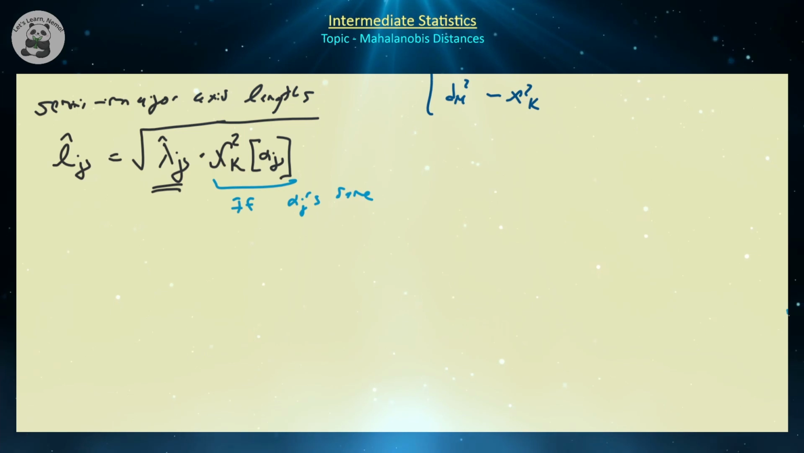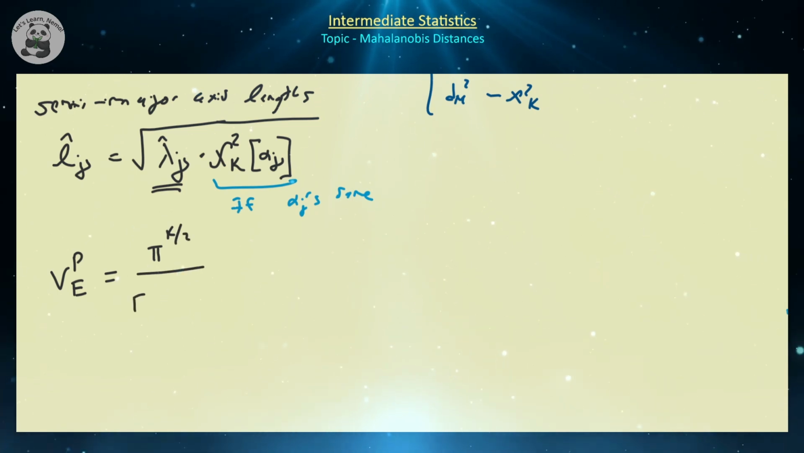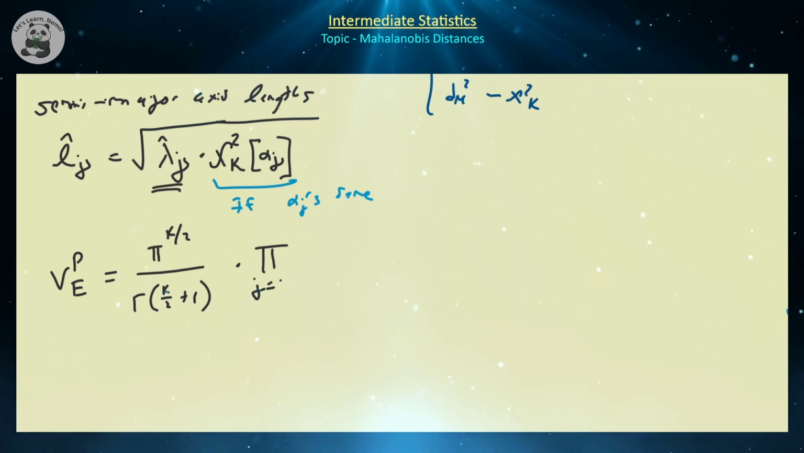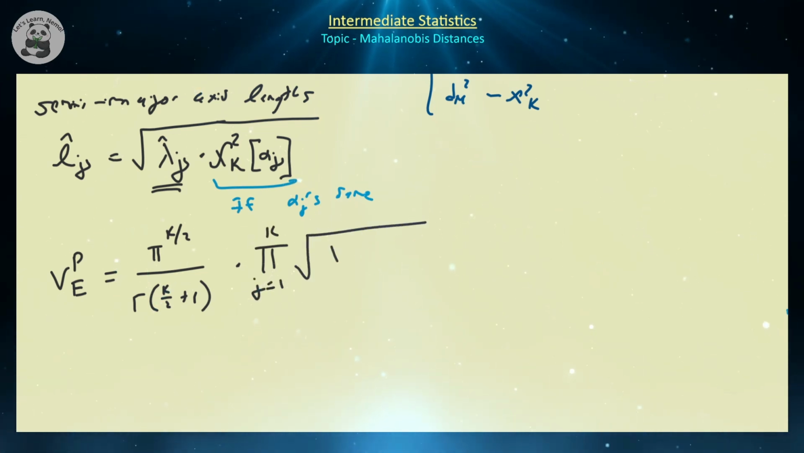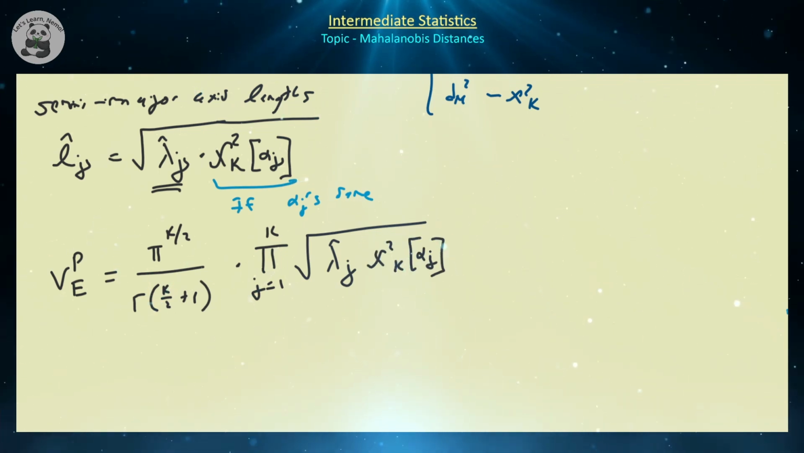Generally speaking, the volume of the prediction ellipsoid will be equal to pi to the k over 2 divided by gamma of k over 2 plus 1, times the product from j equals 1 to k of the square root of lambda hat j times chi-squared k of alpha j. That's the general form. But you should not be choosing different alphas because it's possible that you make it circular when it shouldn't be. But let's assume that you choose the same alpha because that's technically the safer thing.